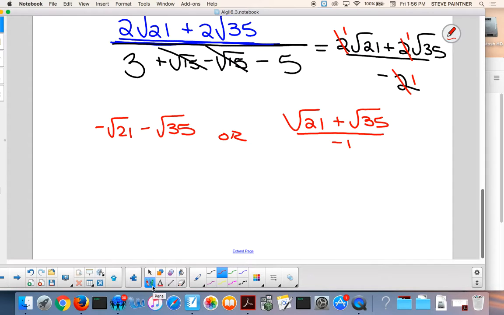Add, subtract, multiply, foiling, rationalize your denominator by multiplying by conjugates. It's all in this lesson. Nothing's really super hard, but there's a lot of stuff here.